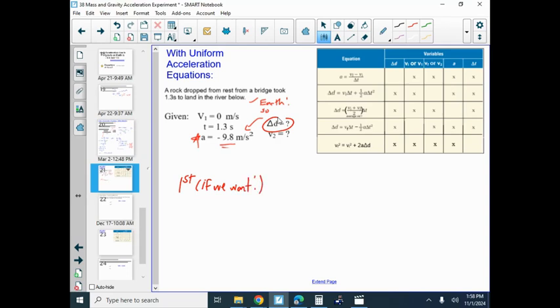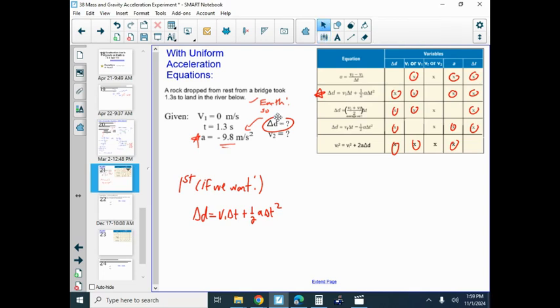So I'm not saying you have to, but if we want to, V1 is known, time is known, acceleration is known, and we're looking for displacement. That means I can use this one: delta D equals V1 delta T plus 1/2 acceleration delta T squared. And so we can plug numbers in and figure stuff out.